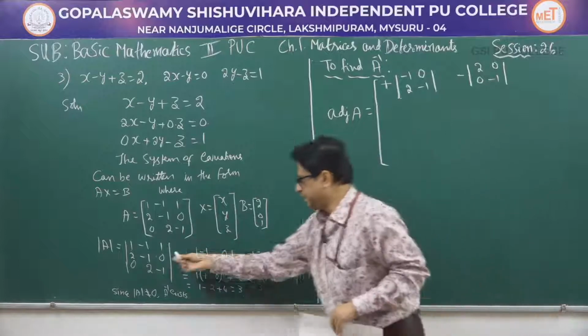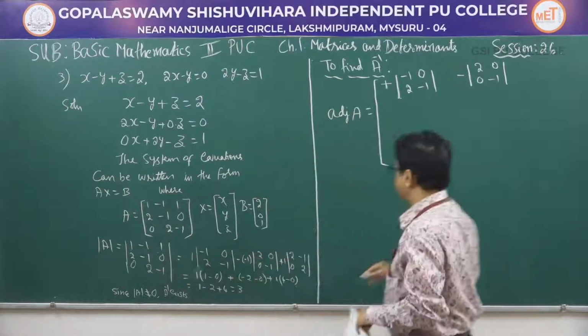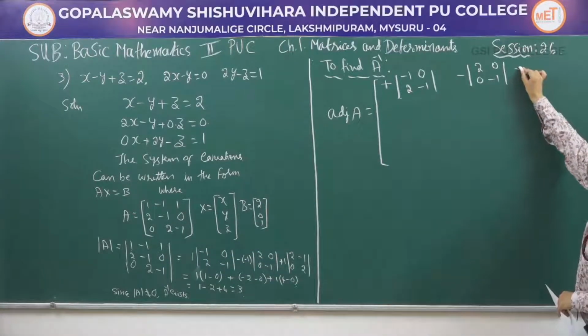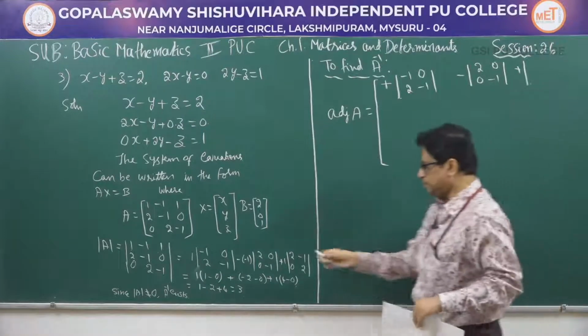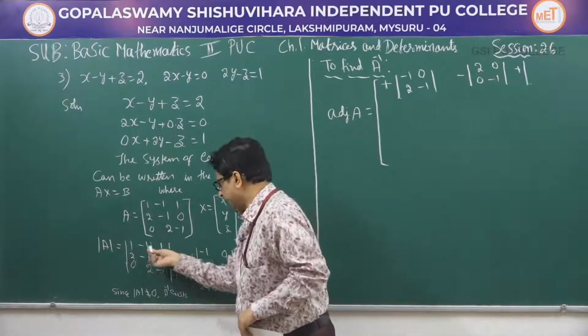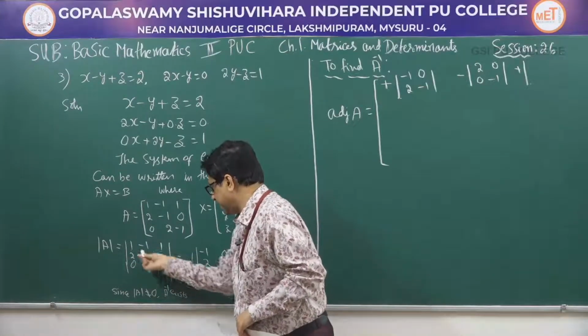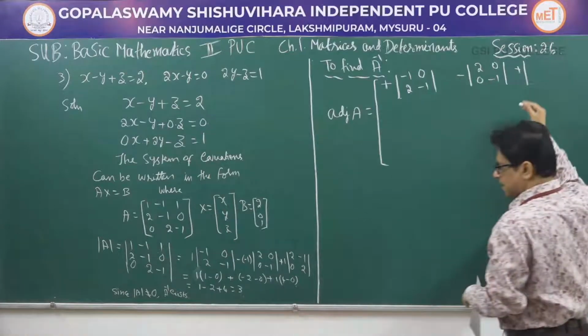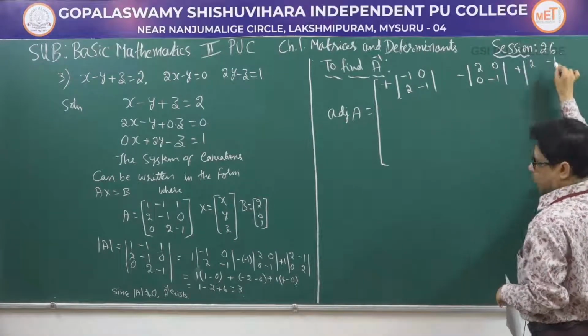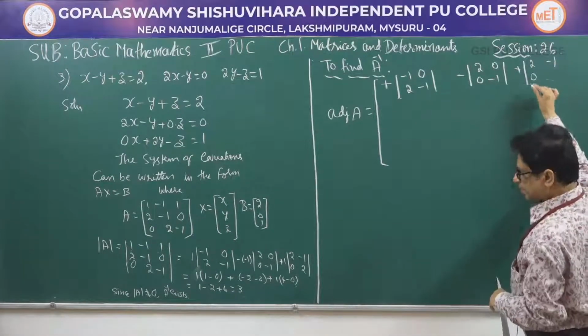Next we shall find the cofactor of 1. First we shall write the sign of the cofactor, plus. So, 1 lies in the first row and third column. We eliminate the first row and third column and take the determinant of the remaining elements. That is determinant of 2, -1, 0, 2.